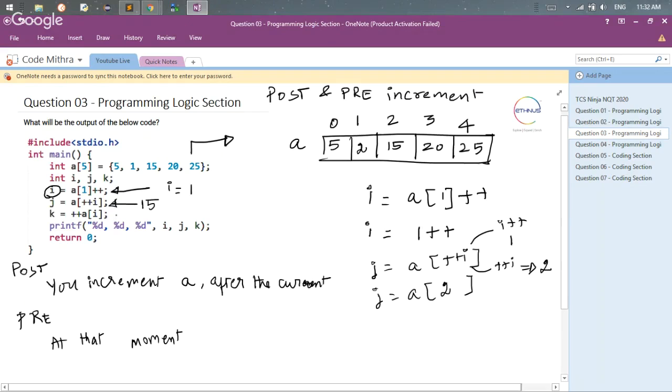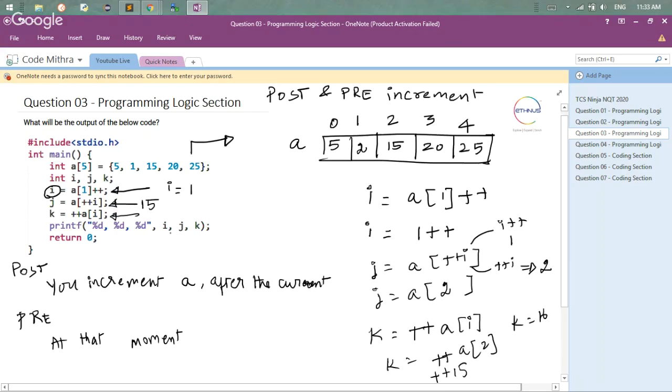Now the next question is, what is k then? The k value, what they are asking us to do is ++a[i]. Now this means what? This means you increment a[i] and then immediately you give it to k. That means right now the i value is 2. So that means the k value will become 16, because a[i] is ++a[2]. a[2] is nothing but 15. So increment 15 and then store it in k. So that will be 16. So the answer for this one will be: i value is 2, and then j value is 15, and then k value is 16.